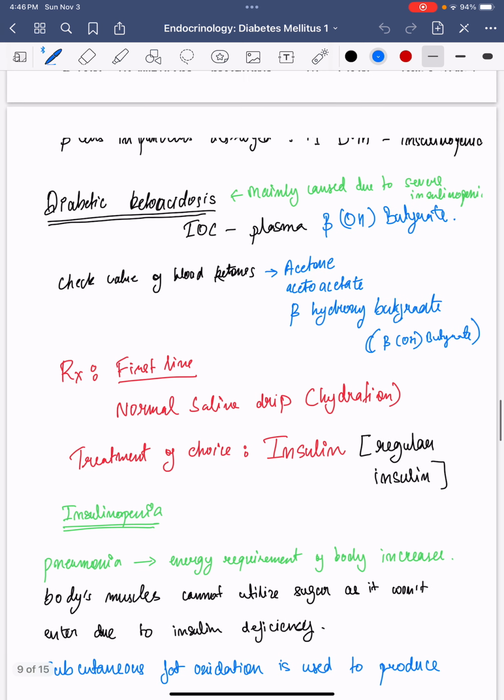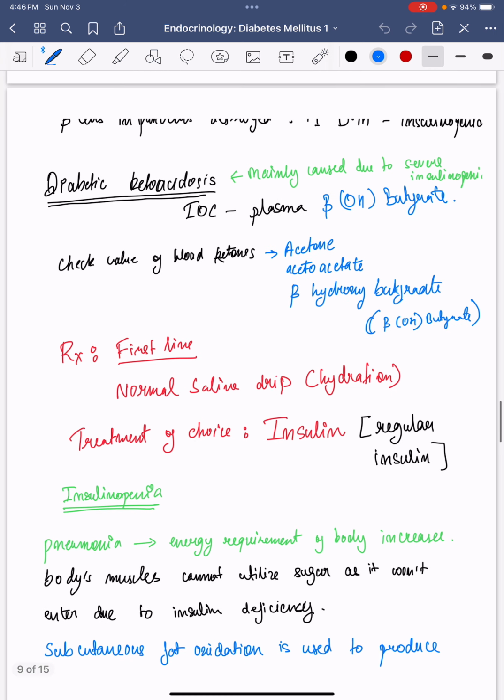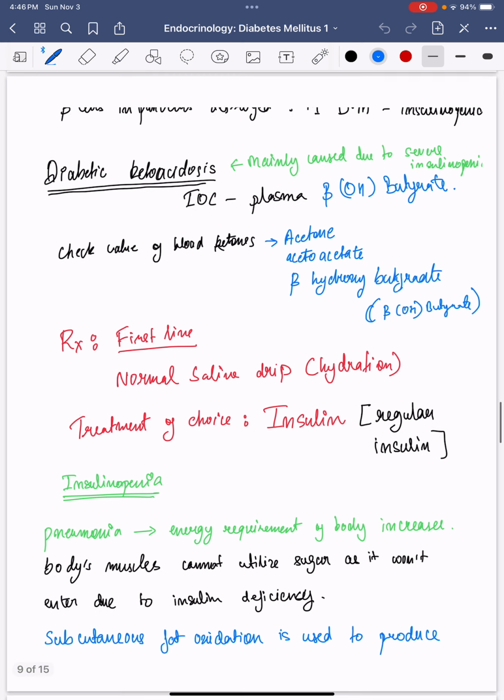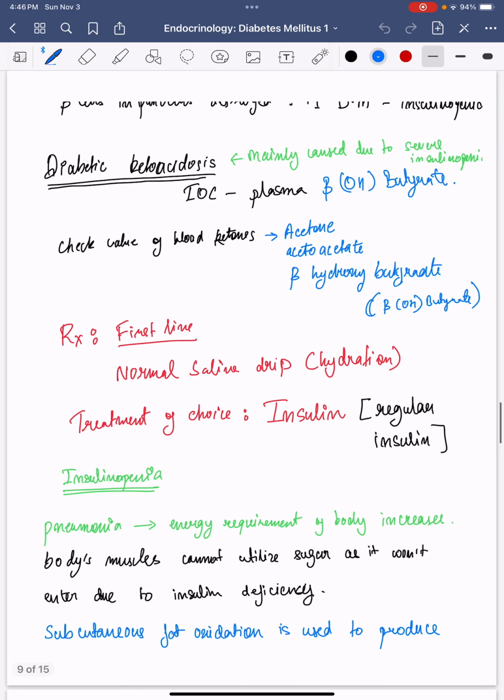It will check the value of blood ketones, but there are also other tests which check the value of blood ketones like acetone, acetoacetate, and beta hydroxybutyrate. These three are the ketones that will be in the blood, and the beta hydroxybutyrate test will check the value of the ketone beta hydroxybutyrate.